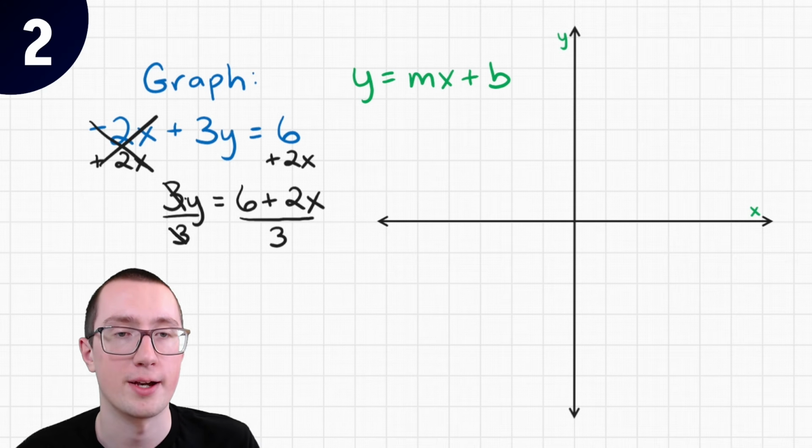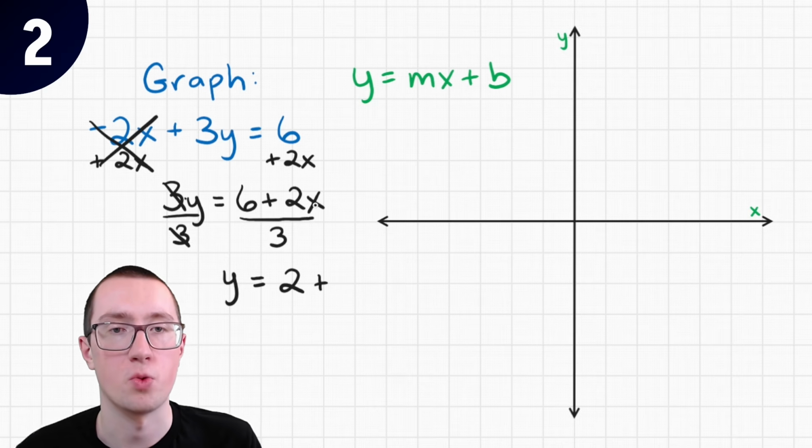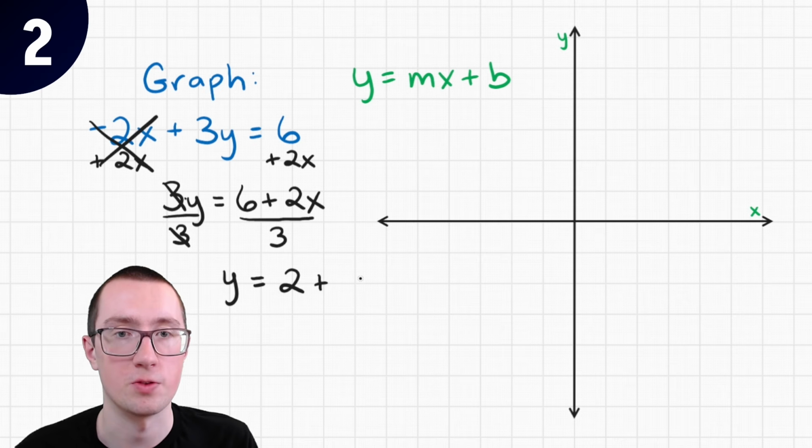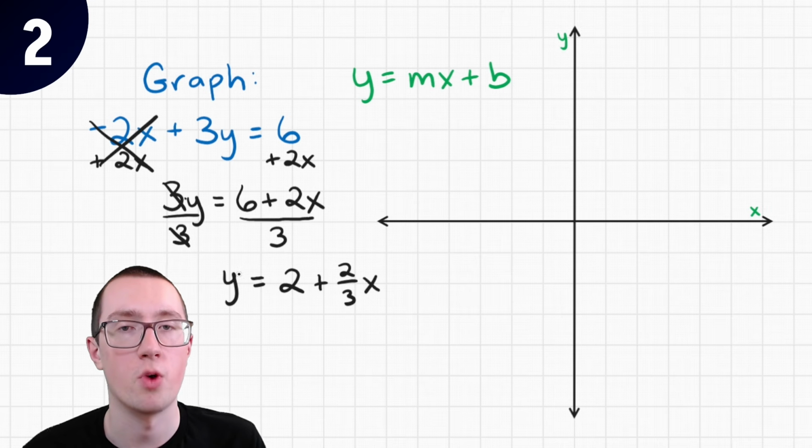And in this case, we have to divide everything by 3 on the other side. So the 3's cancel out. On the left side, we just have the letter y. And on the right side, let's divide everything by 3. So 6 divided by 3 is 2. And then 2x divided by 3, well, 2 divided by 3 can't be simplified. So it's just going to stay as 2 over 3. And the x is going to stay. So here we have our equation with y by itself.